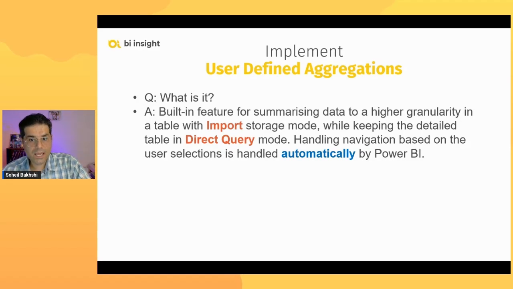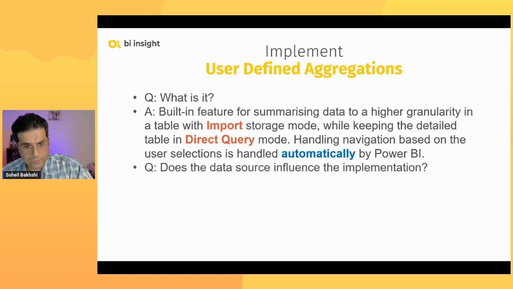So in aggregations, we have the aggregated table that is imported into the data model, the 38 records. But whenever the user is asking for more details, I go through a DirectQuery and go to my SQL Server, right? So instead of importing 60,000 records into my data model, I import only 38 records and answer all of the relevant queries, right? Now, another question. Does the data source influence the implementation of aggregation? Of course it does.